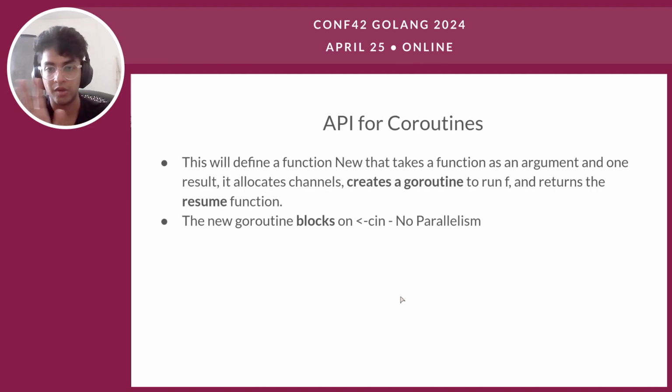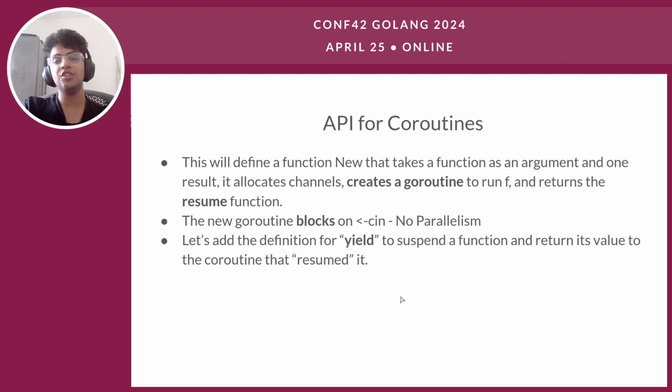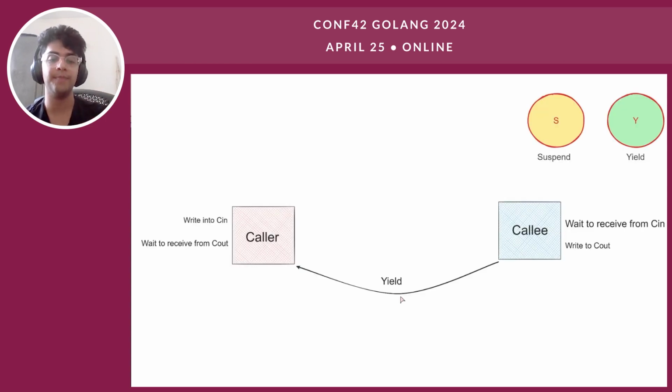So so far you have no parallelism because only one function, one routine, has the control. Now let's add the definition of yield that we've been talking about so far, which basically returns its value to the coroutine that resumed it, right? So right now we're looking at suspend and yield.